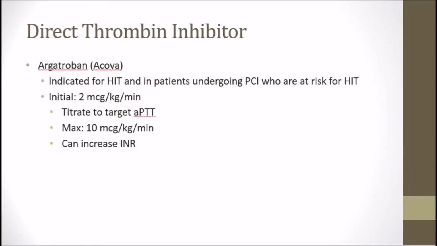There is also only one direct thrombin inhibitor that is injectable, and that's argatroban or Acova. And it's indicated for patients with heparin-induced thrombocytopenia and in patients who are undergoing PCI who are at risk for heparin-induced thrombocytopenia. The initial dose is 2 micrograms per kilogram per minute. You would titrate it to your target activated partial thromboplastin time, or APTT, and the max dose will be 10 micrograms per kilogram per minute. Also be aware that this drug can increase INR.